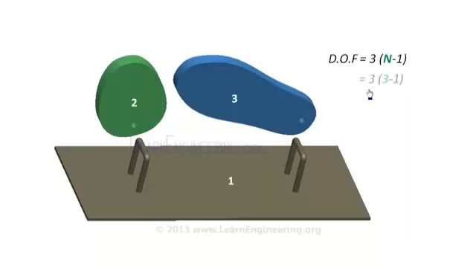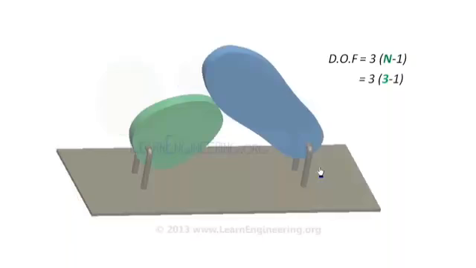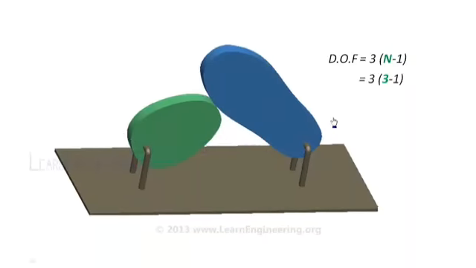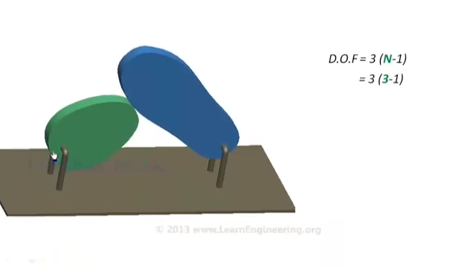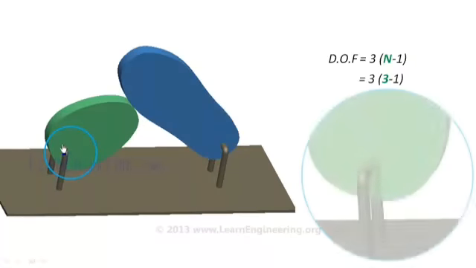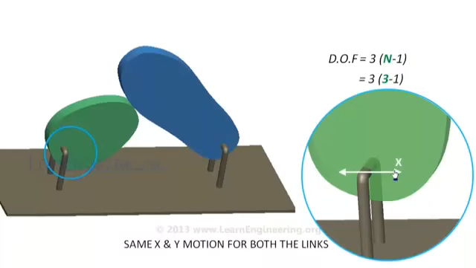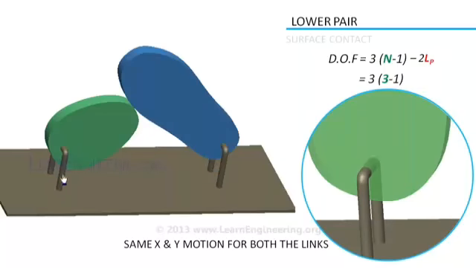But when we connect it together, through pairs, links will not have the same 3 degrees of freedom. If joint between 2 links is having surface contact, like this joint, then both the links will have same translatory motion, in x and y directions. So, for each such pair, there will be a deduction of 2 mobility from the total, where LP represents number of pairs with surface contacts. Such pairs are called lower pairs. In this case we have 2 lower pairs.